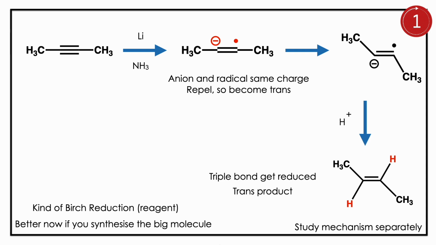You form a radical anion, with the radical and anion on adjacent carbons. The carbons will become trans, with both methyl groups in the trans position. The reduction happens in the trans way. You are reducing alkyne to alkene, triple bond to double bond, but in the trans position; it is a stereoselectivity. Technically, it's not a Birch reduction. As we discussed already, this is used if you synthesize larger molecules with many functional groups.